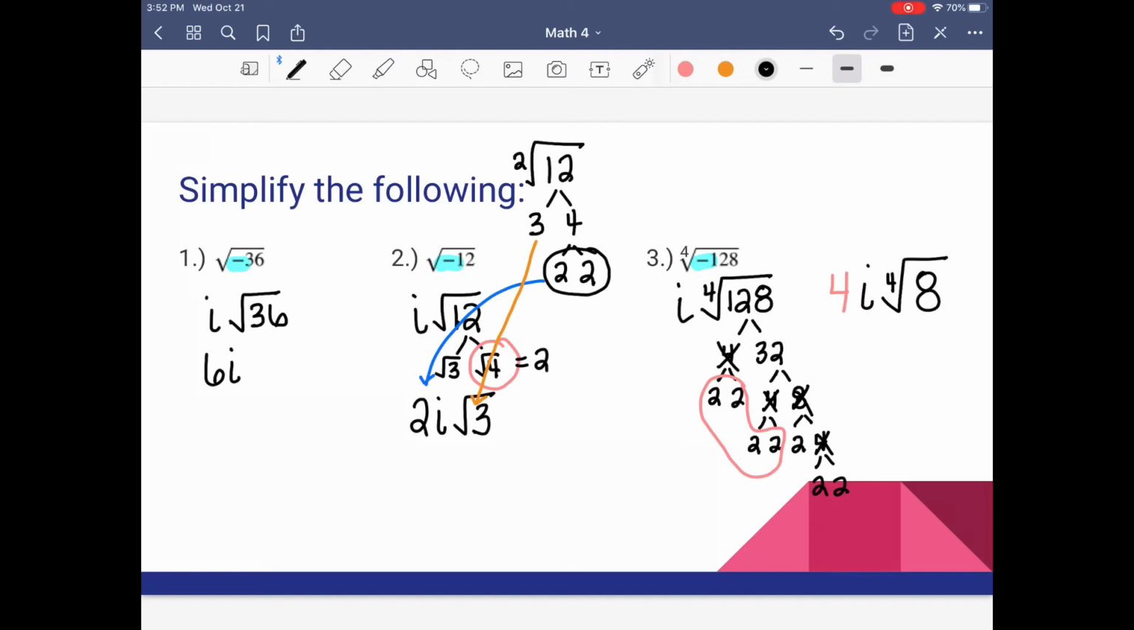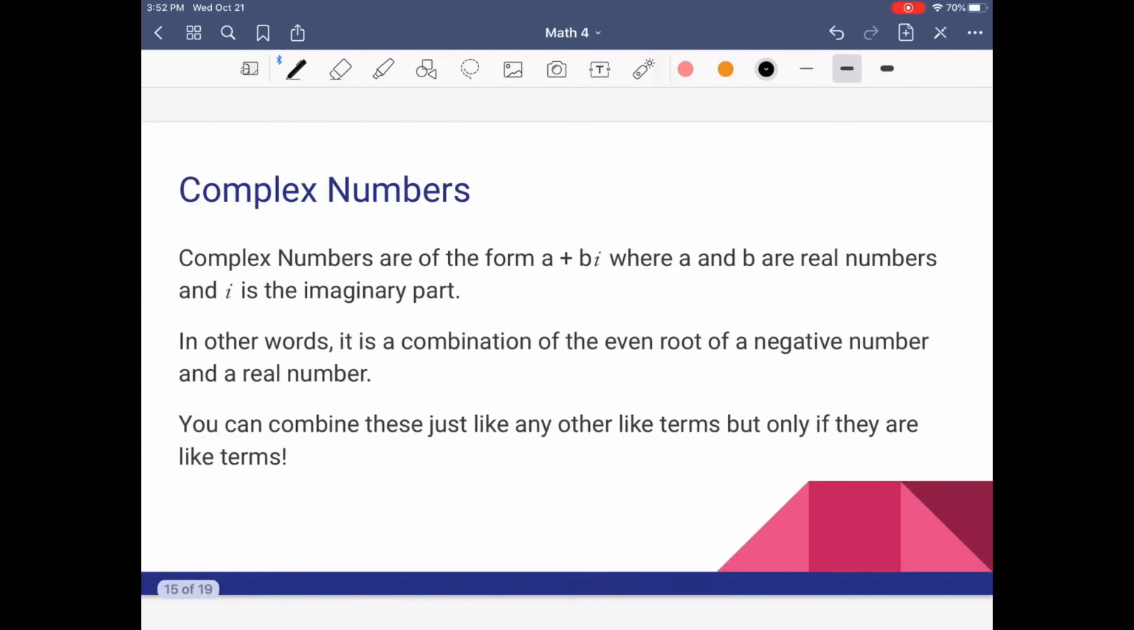All right, so now what we want to do is talk about how to simplify with our complex number. So what is a complex number? A complex number is where I have a mixture of real and imaginary. So when I'm looking here, my a and my b are my real numbers, and my i, obviously what we've been talking about, is imaginary. You're going to learn how to combine these two together, and you can only combine them if they're like terms. So let's go ahead and look at a few examples.